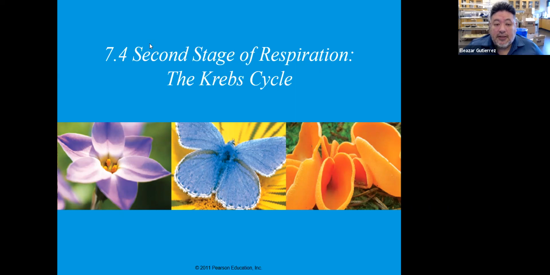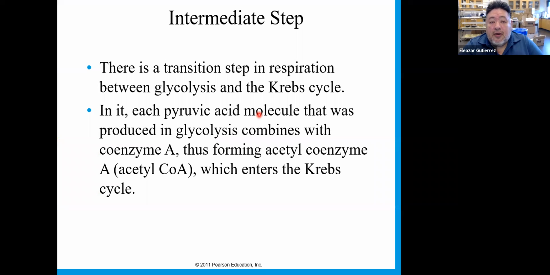Okay. All right. So, second stage of respiration, the Krebs cycle. Let me move me out of the way. There we go. And we're going to start with that. You know, I keep on saying three-ish. So here's the ish part of it. It's called the intermediate step.